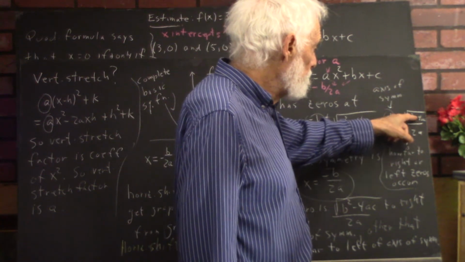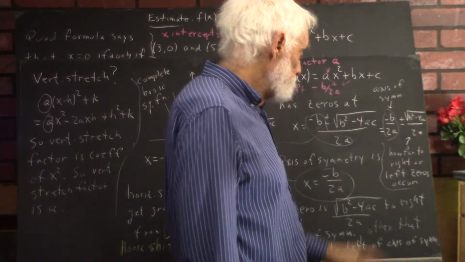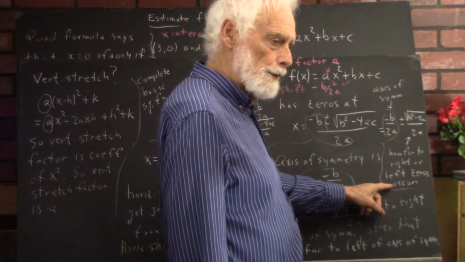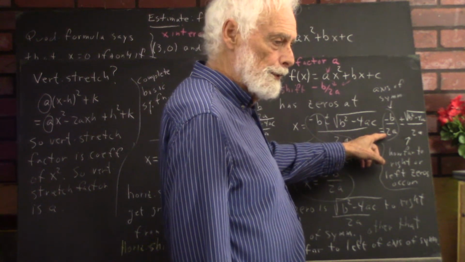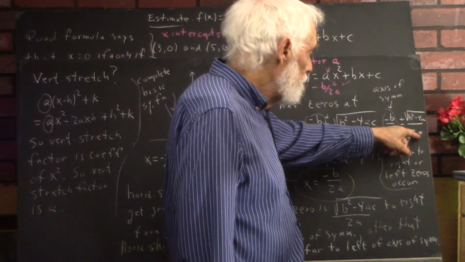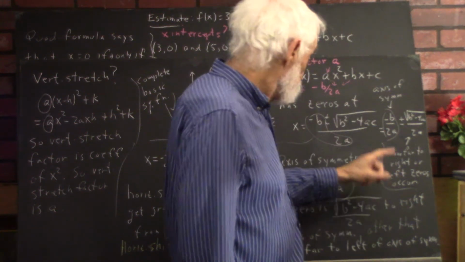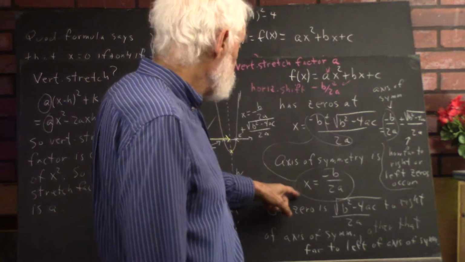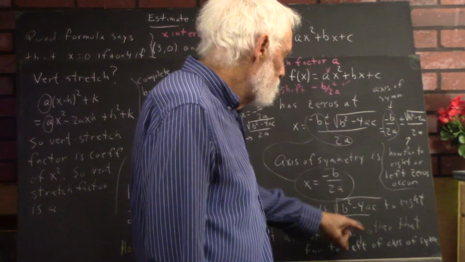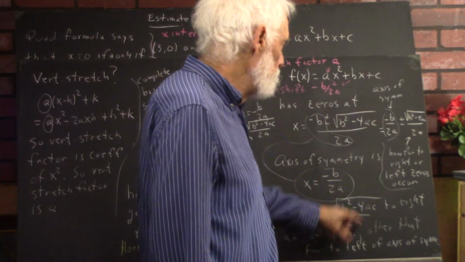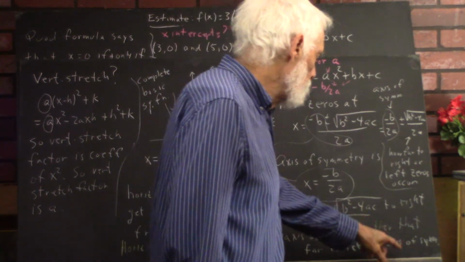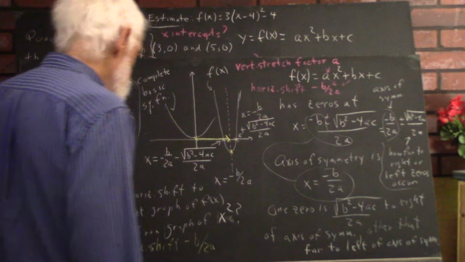This square root of b squared minus 4ac over 2a is how far to the right or left the zeros of the function occur relative to the axis of symmetry. In other words, how far to the right or left of the axis of symmetry we get the zeros. The axis of symmetry is at x equals negative b over 2a, so one zero is this square root of b squared minus 4ac over 2a to the right of the axis of symmetry. The other is that far to the left of the axis of symmetry. So we have a picture.